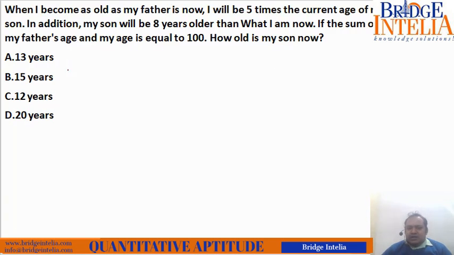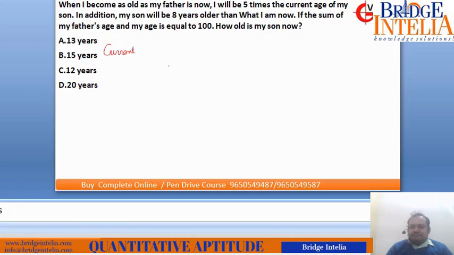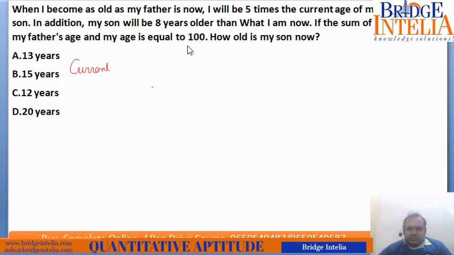So let's draw the timeline for the current scenario. Currently, how things are placed. So 3 people are there: the narrator or the speaker, his son and his father.